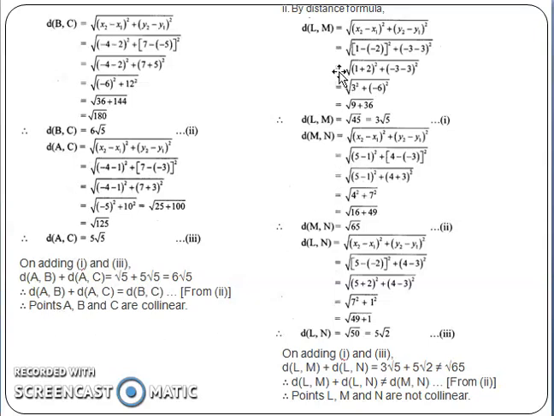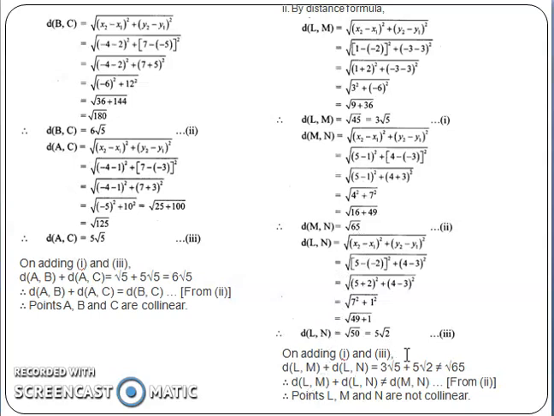So we will take another example. Another question is here: distance of LM, distance of MN and distance of LN. First of all you will substitute the values in the distance formula and find the value. So here distance of LM we are getting 3 root 5. Distance of MN we are getting root 65 and distance of LN we are getting 5 root 2.